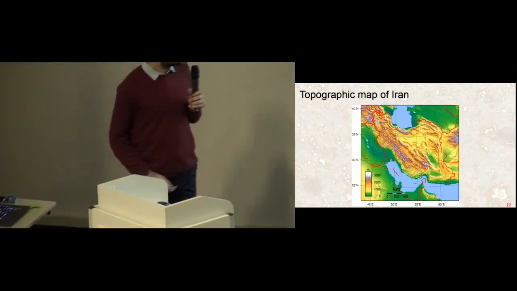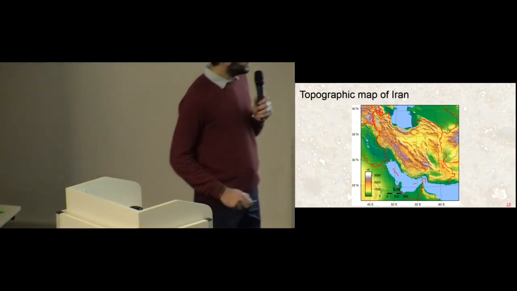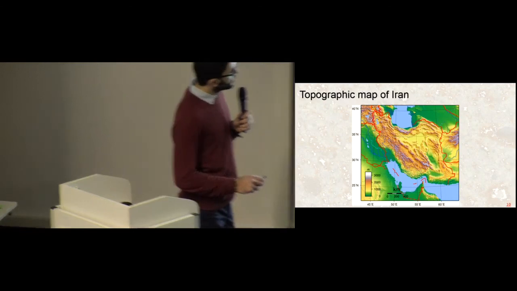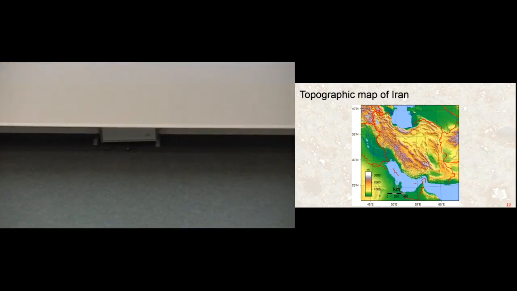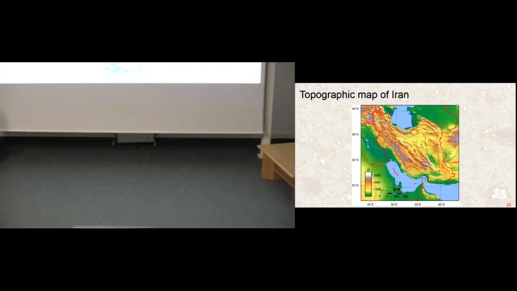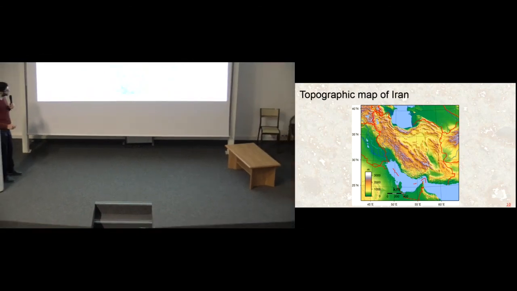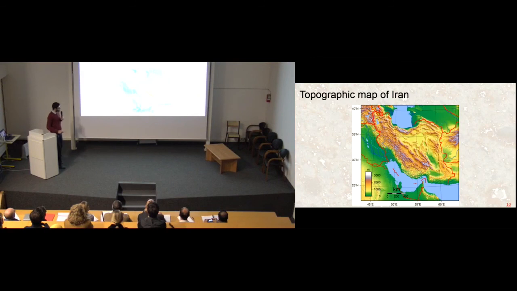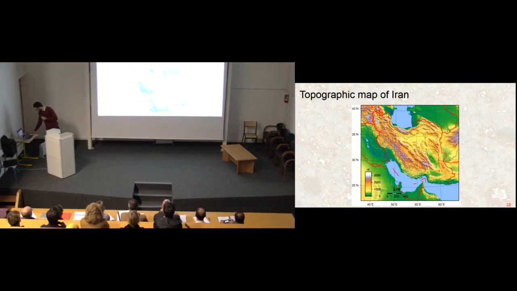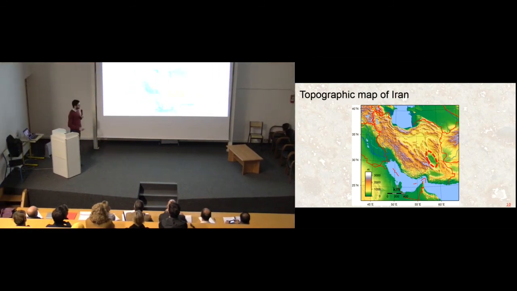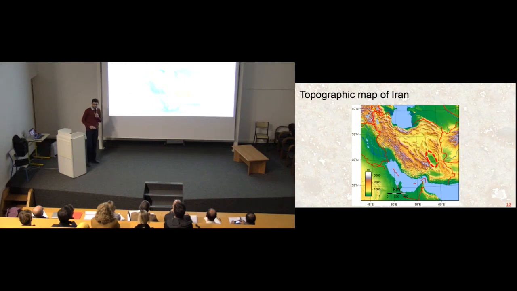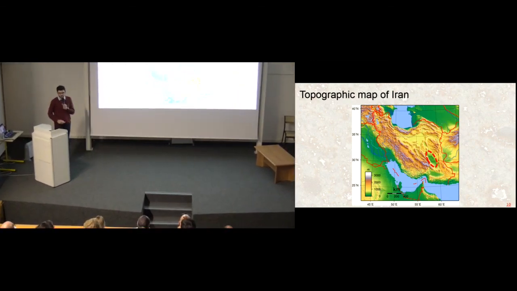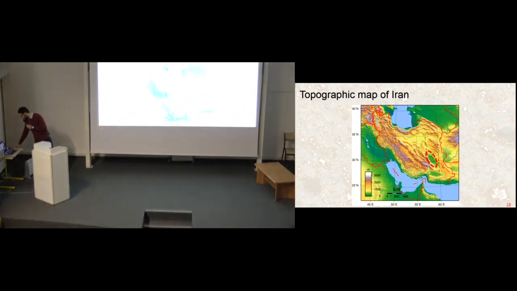This map is showing the topographic map of Iran. As you can see here, we have the Zagros and Elbrus Mountains, and then we have some depressions in the country. This is the Great Kavir Desert, and in this part of the country, in the east to southwest, we have a big depression, which is called the Lut Desert. And here was the area that we were interested in looking for meteorites and studying the meteorites from this area.